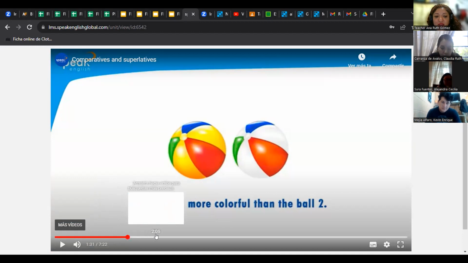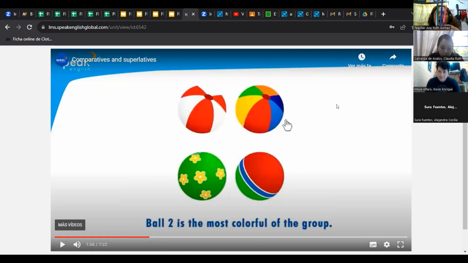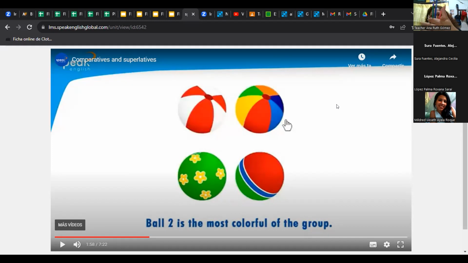But when we have superlatives, we need to have a group. For example, here, I don't have one pencil, I have four pencils. Now, I want you to pay attention, look at the pencils and tell me, which one is the shortest? The pink one, the blue one, the green one, or the white one? The white one. Very good. Excellent. Which one is the longest? The blue one. All right.